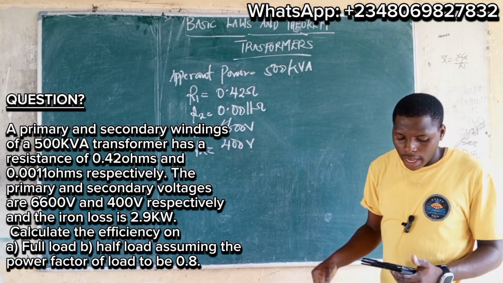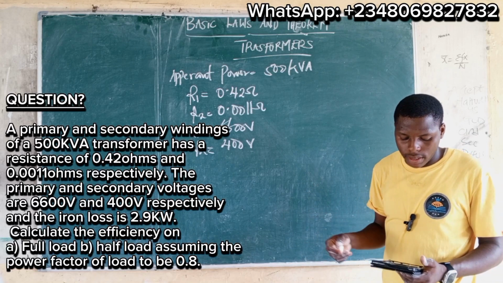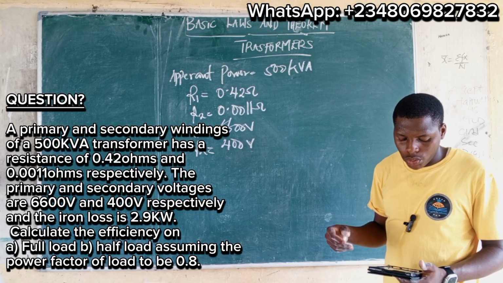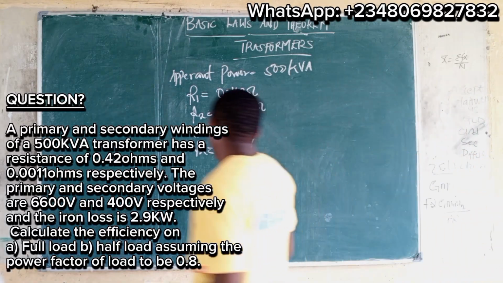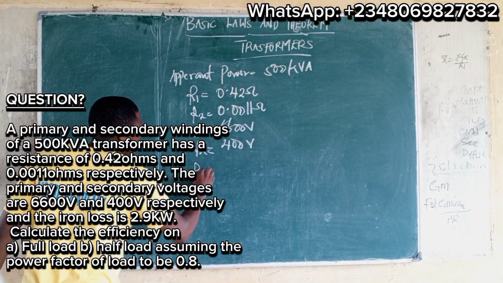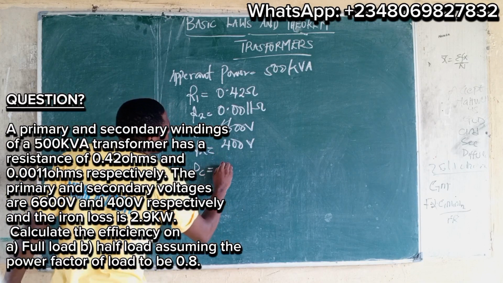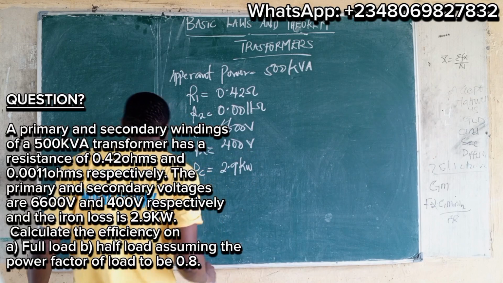And the iron loss is 2.9 kilowatts. Now what is our iron loss? We represent our iron loss as PC, and they said our iron loss is a constant and is given as 2.9 kilowatts.